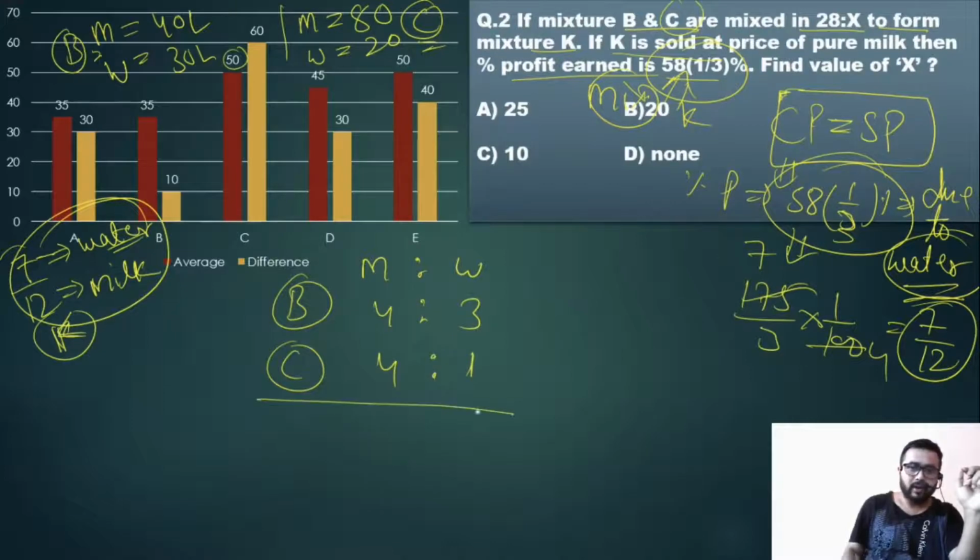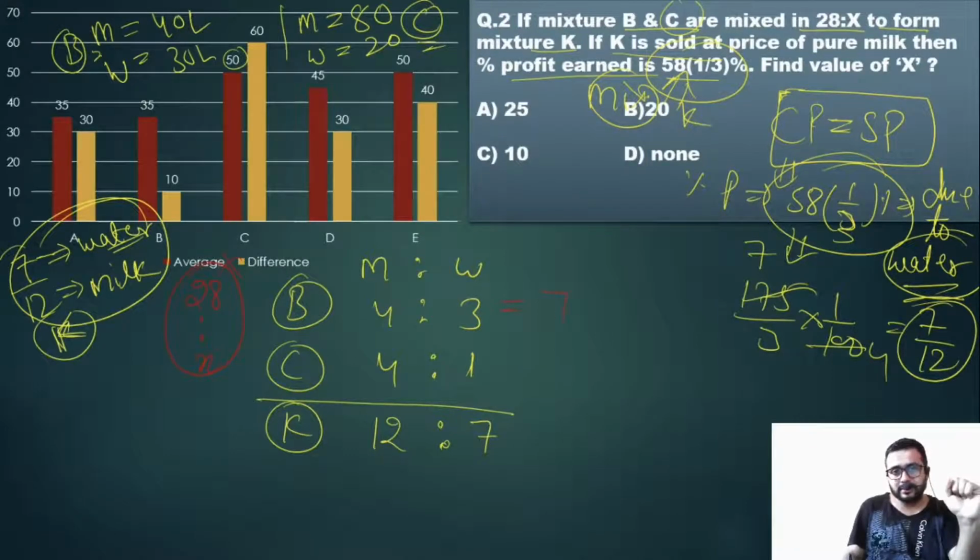Okay. Now, if you add these, you're gonna get K. And in K, you have already calculated your ratio of milk and water is 12:7. Now the question is solved, because you have to find the ratio in which these B and C are added. According to the question, this ratio is actually 28 to X. Now forget this for some time. We will calculate. Just add 4 plus 3, you're gonna get 7. 4 plus 1, you're gonna get 5. 12 plus 7, you're gonna get 19.